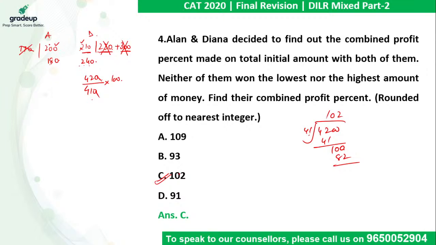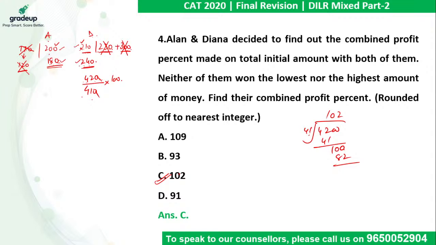So the amount with A can be 170 or 200, with D can be 210 or 230. So the combination of 170 was winning 120, with 200 it is 180, with 210 it is 240, with 230 it is 300. It is given that they have neither the least amount nor the highest amount. So definitely this is the only case which is possible. So the winnings, which are their profits, add up to 420, and that was their initial investment. So profit is what percent of their investment is to be calculated.